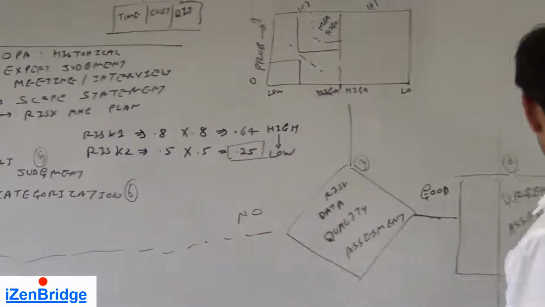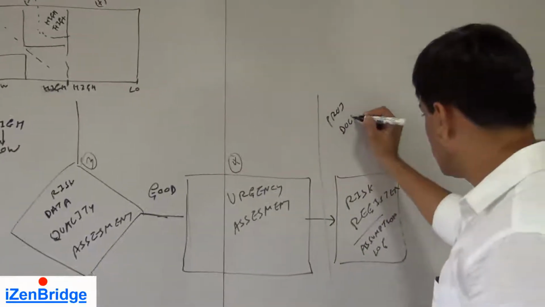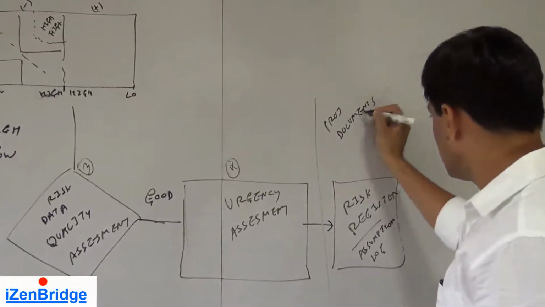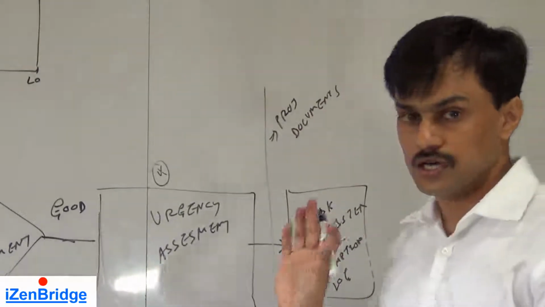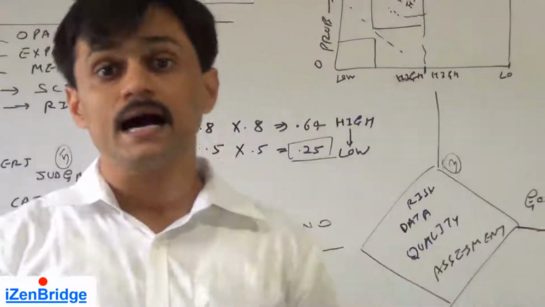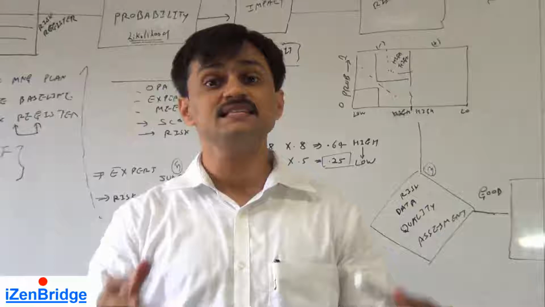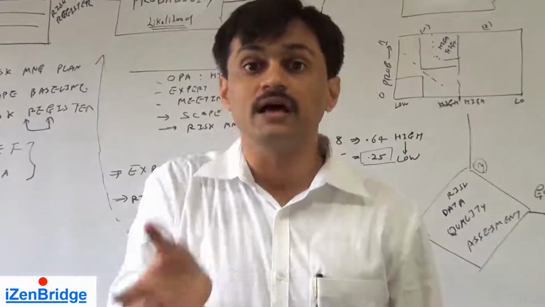And the output, we update project documents, which is primarily updating the risk register. So this was our first risk assessment process. This helps us in assessing and giving a ranking to the risks in the risk register.